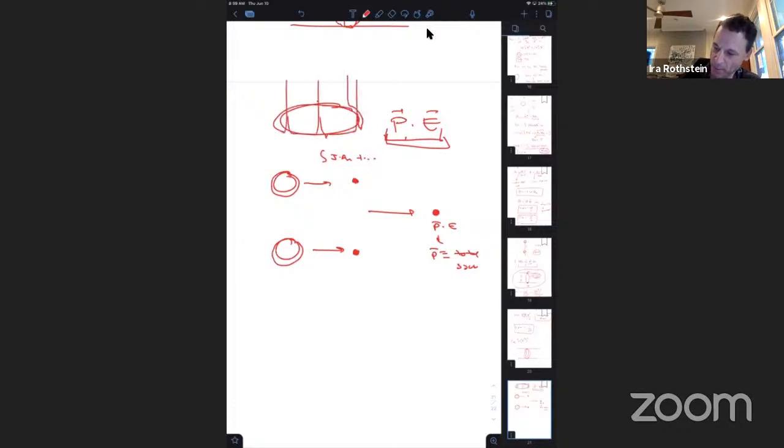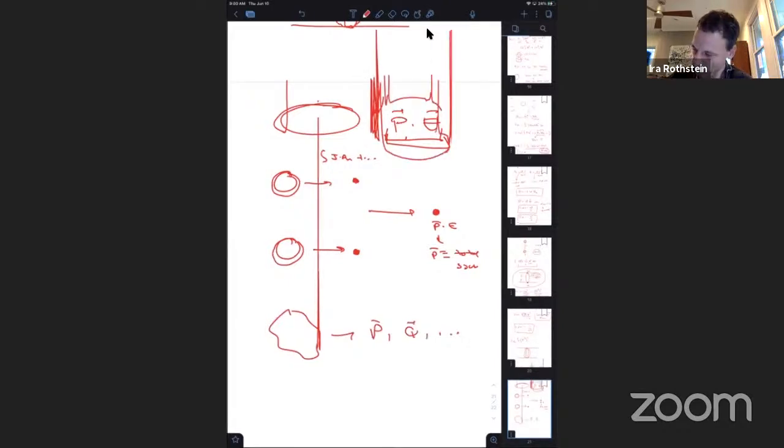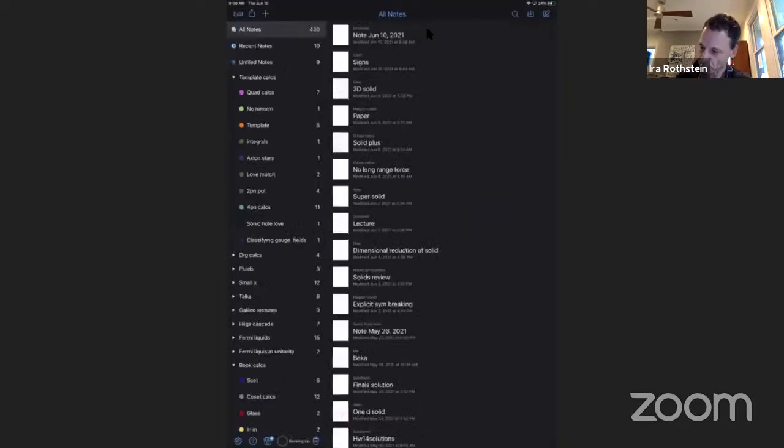And then if you had other moments, if you had some really complicated object with some weird shape, then this would have all sorts of multipole moments, and you'd have to include all of them to include those effects, right? Sorry, something's wrong with my iPad.